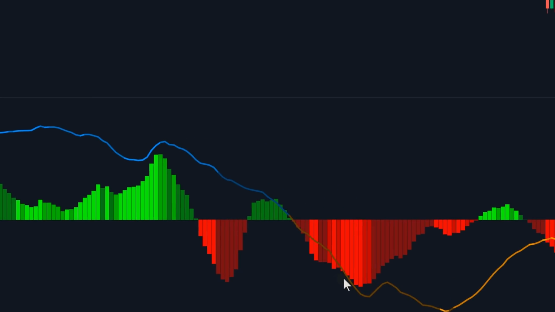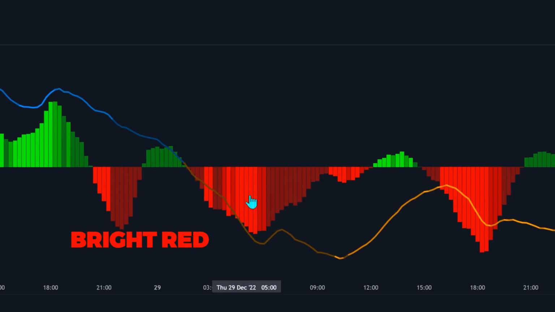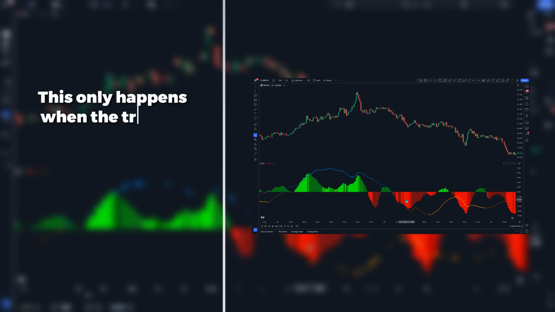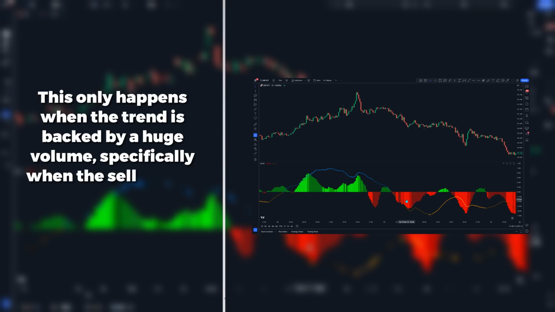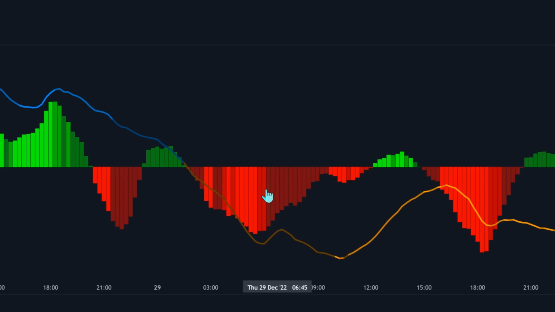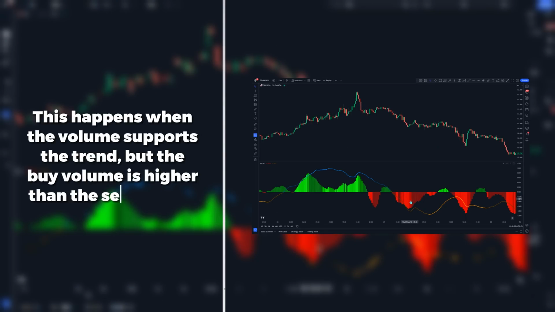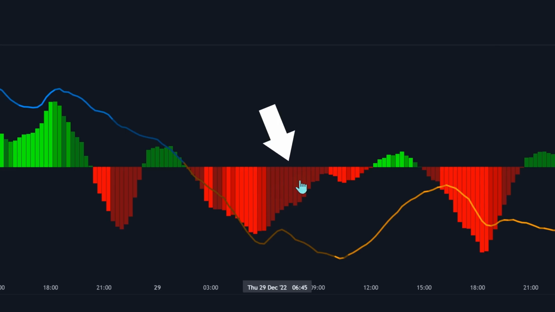On the other hand, when the histogram bar is colored red, that indicates a short-term bearish trend. When it's colored bright red like here, that indicates that the strength of the bearish trend is increasing. This only happens when the trend is backed by a huge volume, specifically when the sell volume is greater than the buy volume. Now, as you can see, we have two more shades of red within this bearish histogram. This medium dark shade of red indicates that the trend strength is decreasing. This happens when the volume supports the trend, but the buy volume happens to be greater than the sell volume. For this darker shade of red, it indicates that the trend strength is decreasing, and this occurs when the volume does not support the trend.